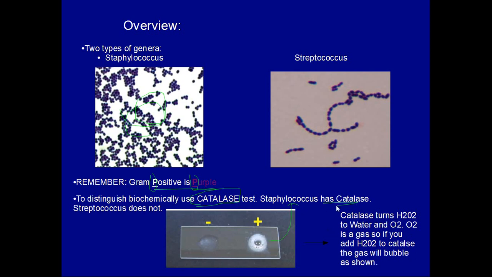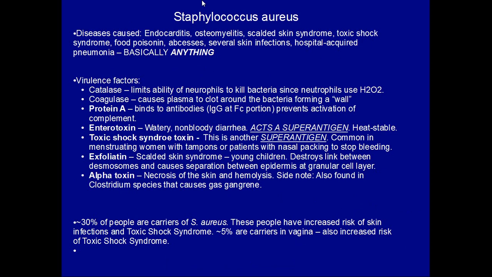Staphylococcus has catalase. It bubbles when you put hydrogen peroxide onto staphylococcus. This right here means that you put staphylococcus on this slide, you added hydrogen peroxide, and it started bubbling. On the other hand, you added hydrogen peroxide to the slide, and you killed the poor streptococcus. Nothing's going on. It's all dead. All right, now we're going to get into the specific types of staphylococcus organisms.